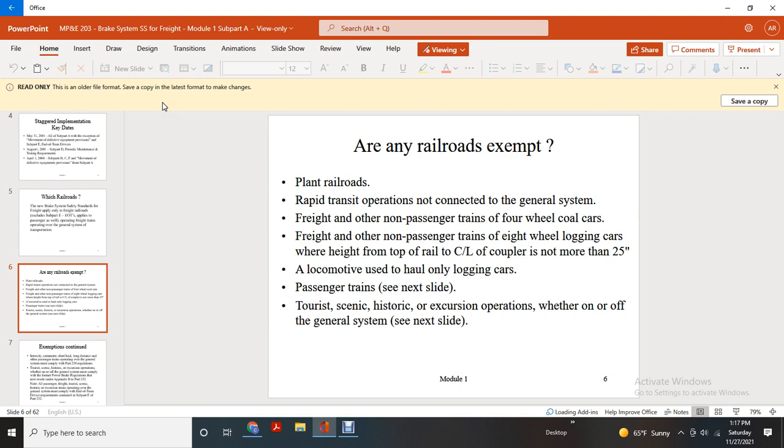Freight non-passenger trains with eight-wheel logging cars with the height over the top of the rail to the coupler and length over the couplers not more than 25 inches. Locomotives that haul only logging cars. Passenger trains, see the next slide. Tour, scenic, historic, or excursion operations on or off the general system, see the next slide.